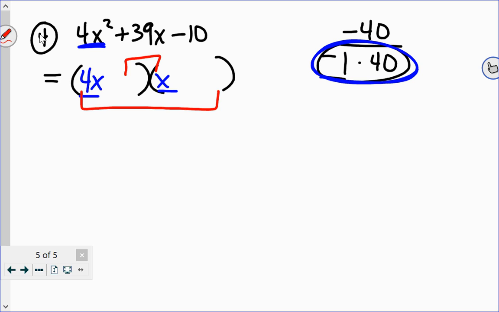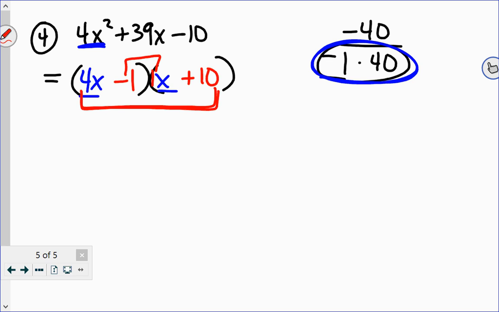Which leaves this other one. Remember, there's a 1 here. 1 times what gives me the other number, which is -1. So that's 1 times -1. And I'm finished. And we can check it really quick. You should always do that. Immediately check every factoring problem.